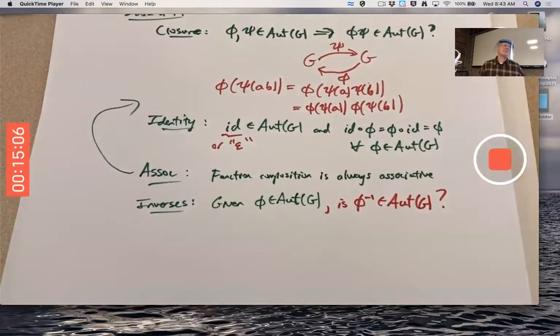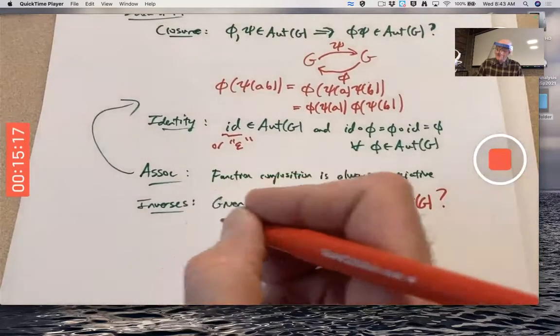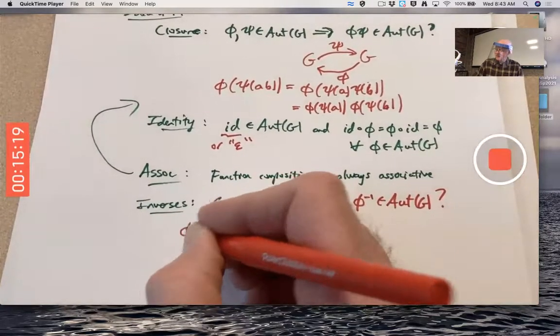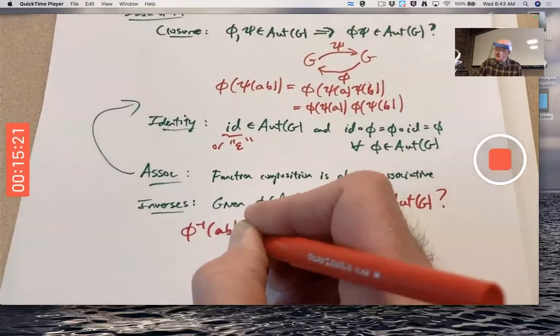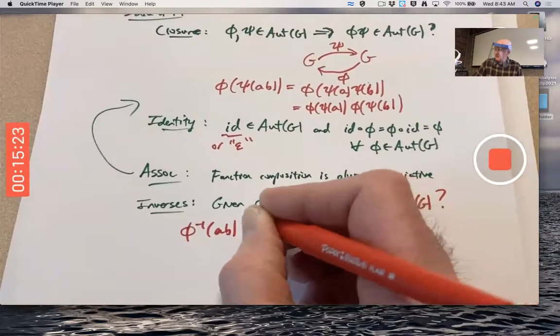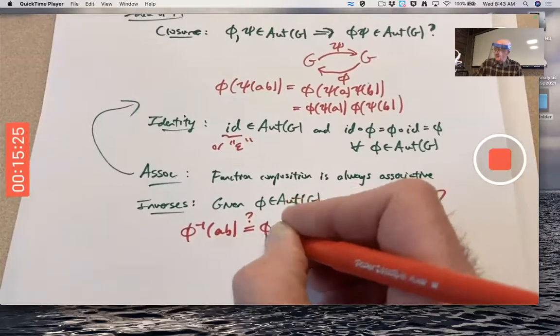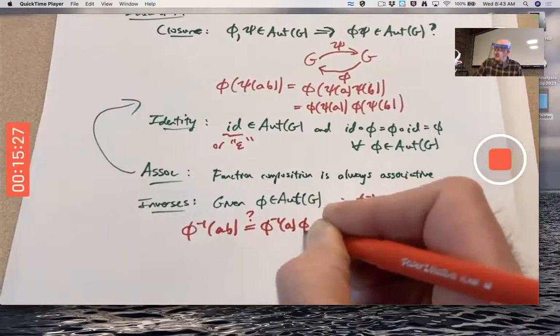Is that inverse function an automorphism? Well, it certainly maps G to itself. The only thing to verify is that it's operation preserving. I'll put a question mark here. Does phi inverse of AB equal, question mark, phi inverse of A times phi inverse of B?